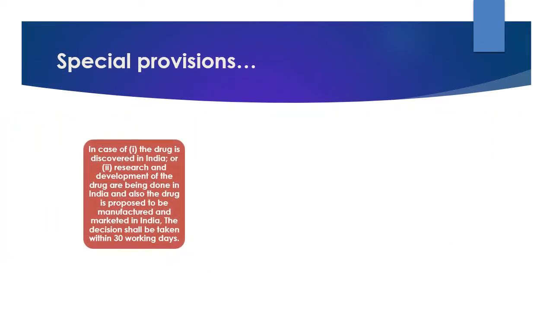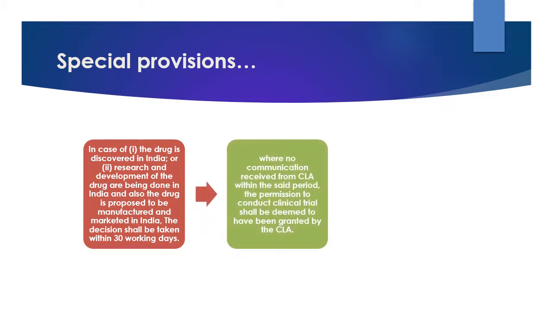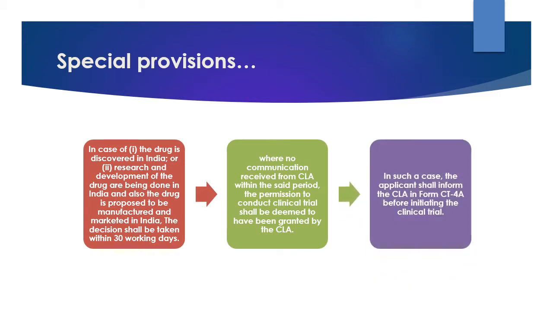These rules make special provisions for Indian drugs. According to the rules, in case the drug is discovered in India, or research and development of the drug are being done in India and also the drug is proposed to be manufactured and marketed in India, the decision on applications shall be taken within 30 working days. Where no communication is received from the CLA within the set period, the permission to conduct clinical trial shall be deemed to have been granted by the CLA. In such a case, the applicant shall inform the CLA in Form CT4A before initiating the clinical trial.